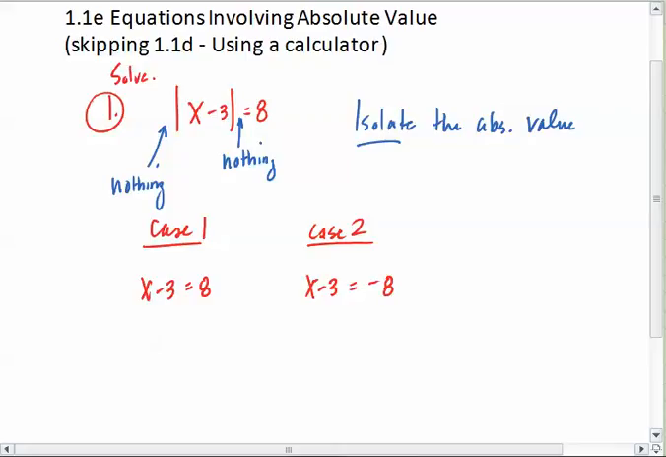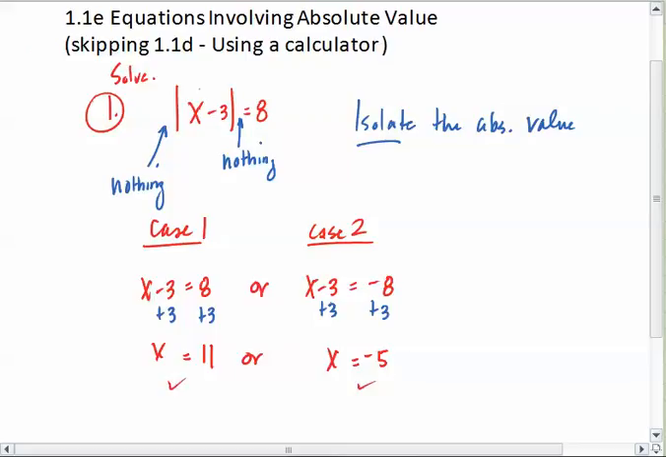Okay? So now we are ready to solve the 2 equations. Let's see what we get. We get x is equal to 11 in one case, or, plus 3. Now, by the way, unless it's equal to 0, these are never going to be the same. x is equal to negative 5. So we have 2 solutions: x is 11 and x is negative 5.